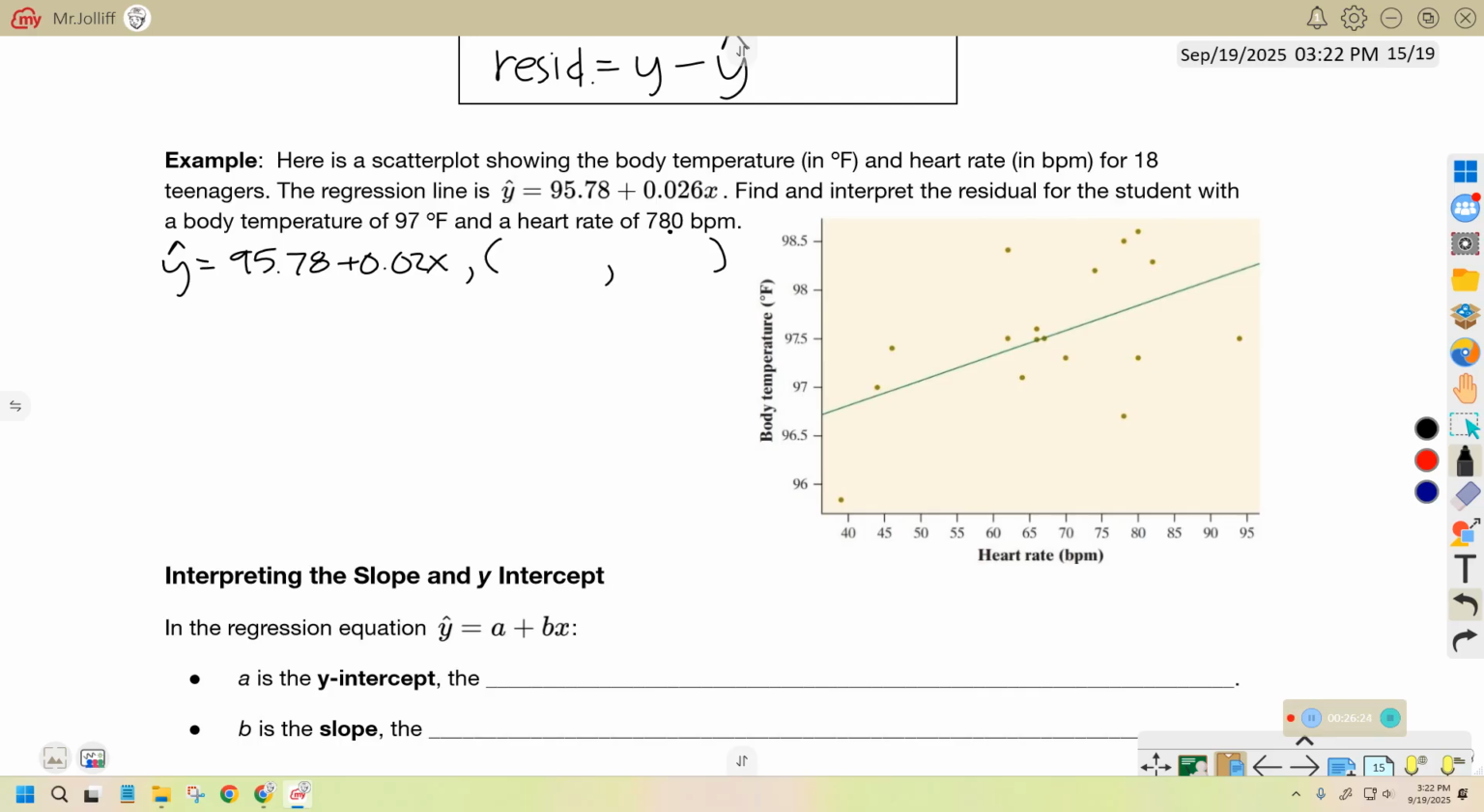I am given an x value and a y value. I am not told which one is which. Temp of 98, heart rate of 78. Question is, which one is which?